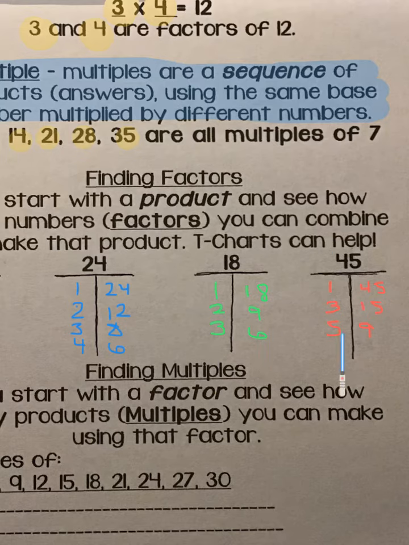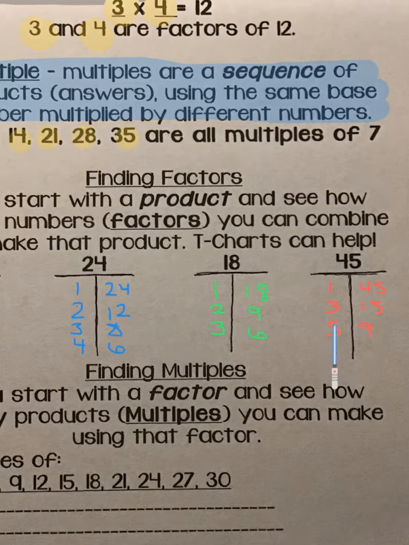All right, 45 is a little tricky. 1 times 45. It is not an even number, right? 45 is odd, so 2 can't be a factor. But 3, this is the one that a lot of people probably would miss. 3 times 15 is 45. So if you didn't put that one down, you can write that one down.